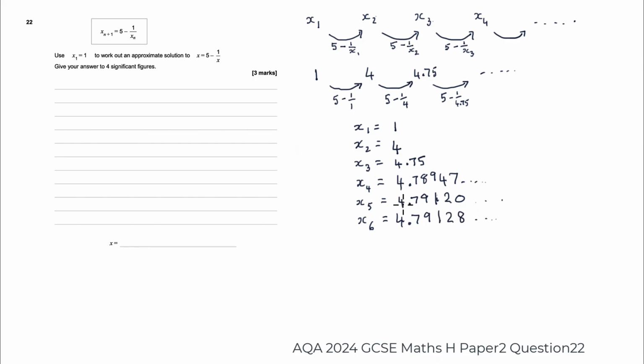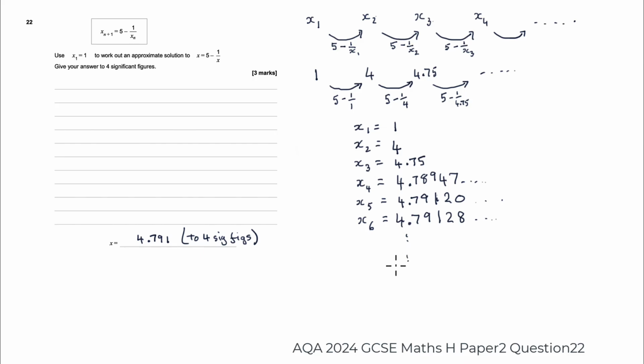And since I'm only working to 4 significant figures, you can see that this rounded to 4 significant figures is exactly the same as this rounded to 4 significant figures. So we've finally got our value for x, 4.79128.1, and that's to 4 significant figures. And we needn't go any further because all the subsequent numbers will be rounded to 4.791 if we're only concerned with 4 significant figures.